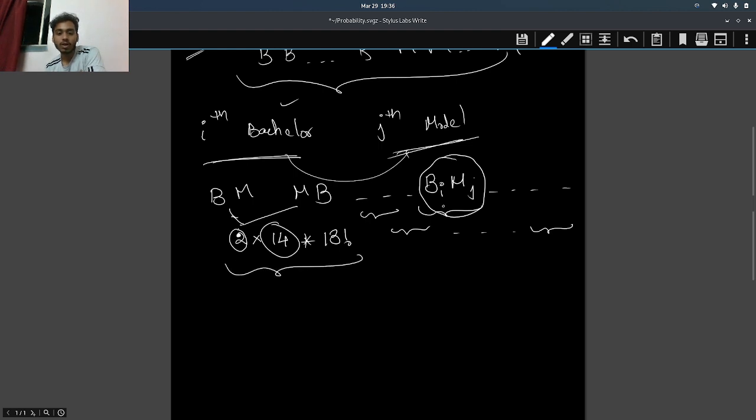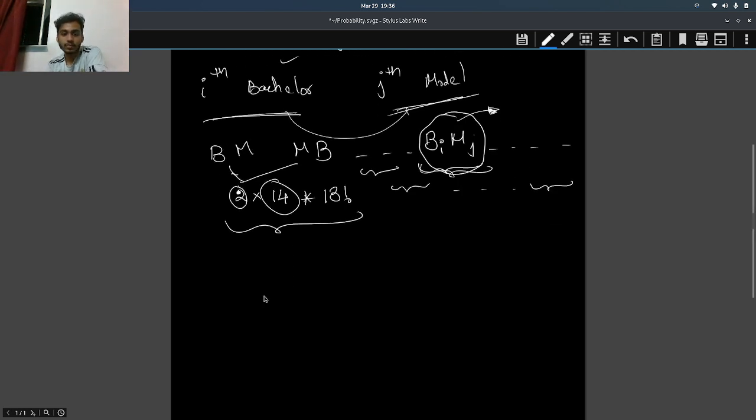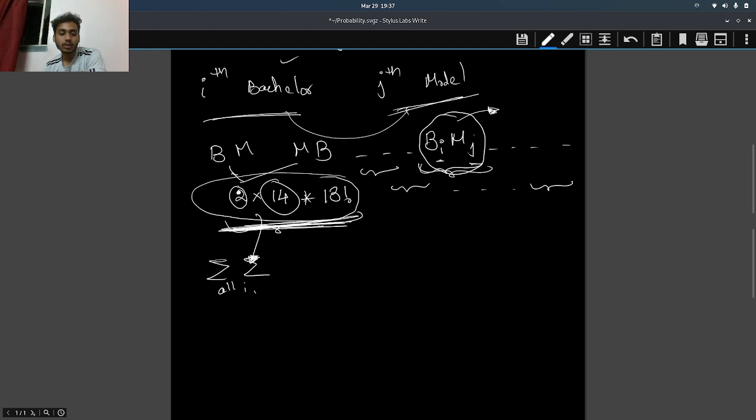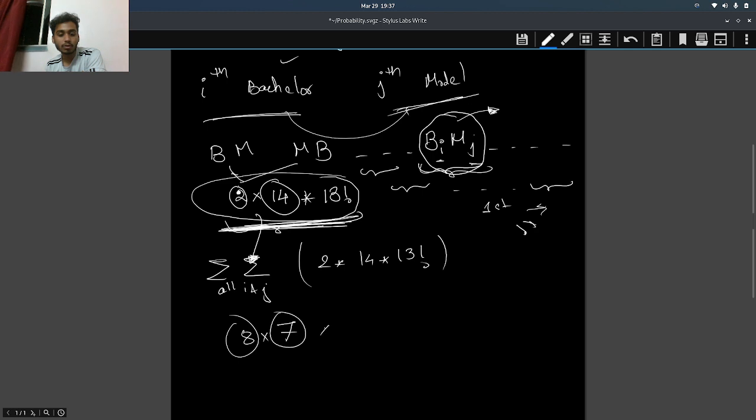We just care about how many times these two persons are sitting next to each other. So this is what we are trying to do right now. So i and j are sitting together in this many ways. Can you see that the number of seating arrangements where they sit together is totally independent of i and j? So if we sum over all i and j, this 2 into 14 into 13 factorial, that is, we are making each bachelor sit with all the models. So basically it will be the number of bachelors into the number of models, 8 into 7, into 2 into 14 into 13 factorial.